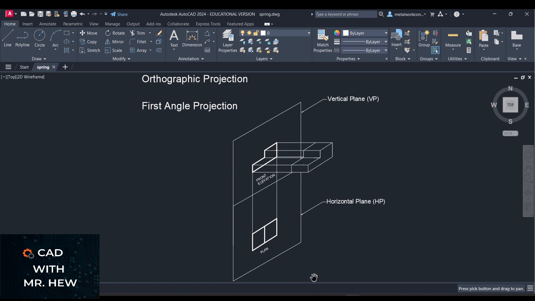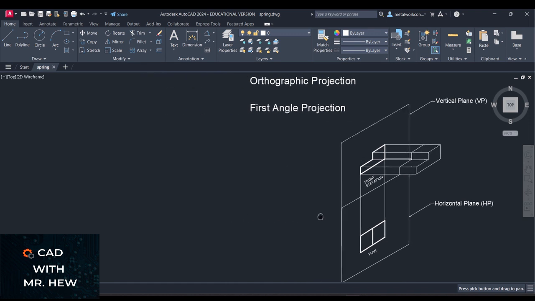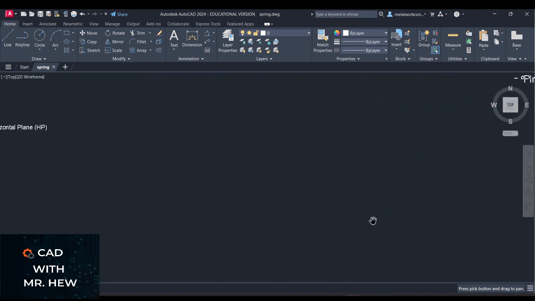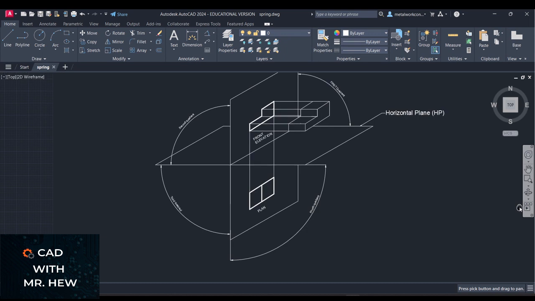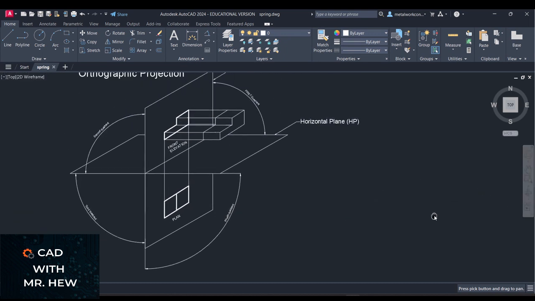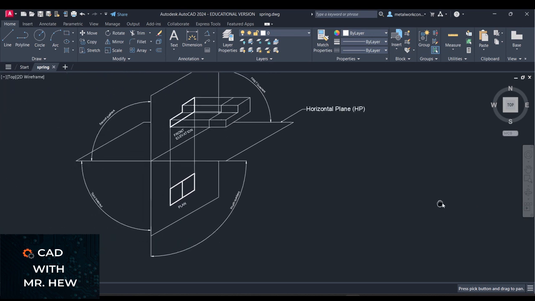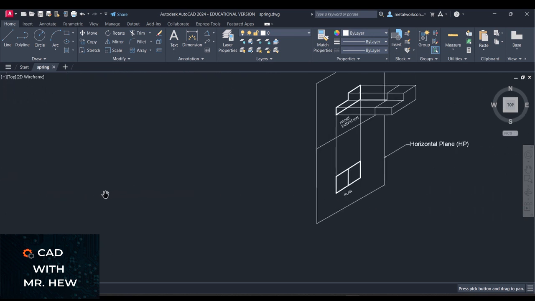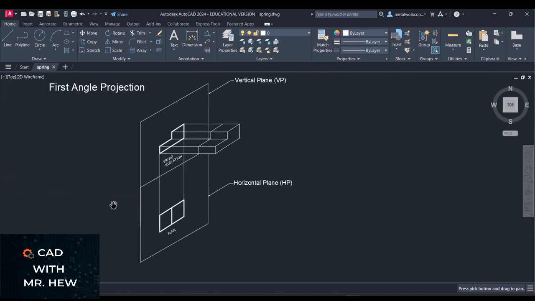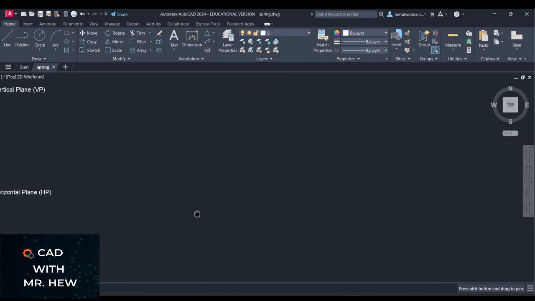So what I've done, I've shown you how it would fold down, right? There we had the horizontal plane, which would be folded down, and this is what the drawing would look like, okay? All right. So that is first angle projection.